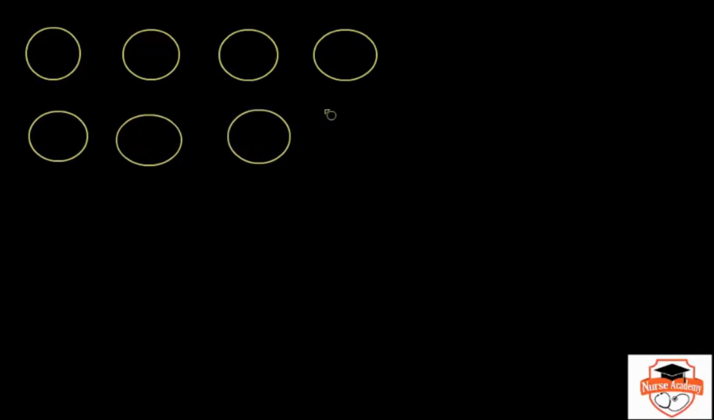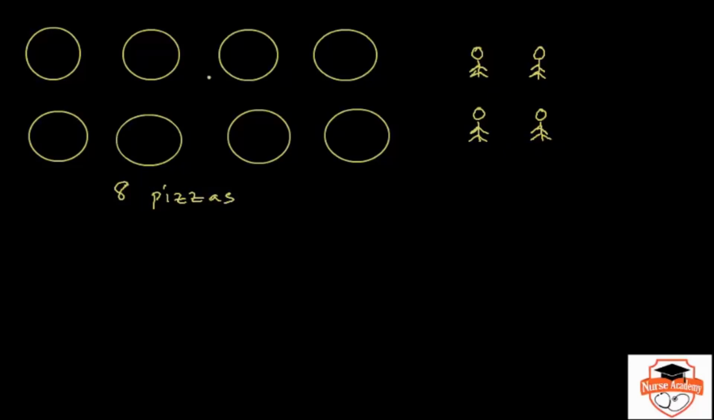Suppose there are 8 pizzas. And let's assume they're all the same size. So we have 8 pizzas. And there are 4 friends who have ordered these pizzas. So they're having a party. And the question is, how many of these pizzas will each one get? Now obviously, each one is going to get 2 pizzas.